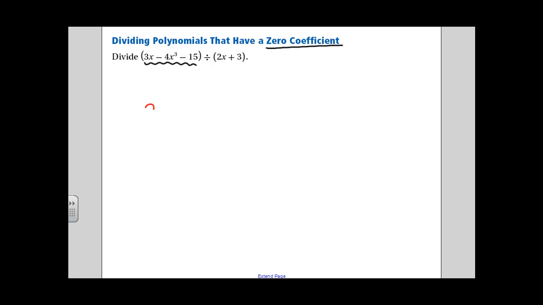So if we set this up, we want 2x plus 3 on the outside. And then if we write it in descending order, this guy has to come first. So we have negative 4x cubed, then we need an x squared term. We can't just forget about it. So we have 0 x squared. It's basically just holding a place.